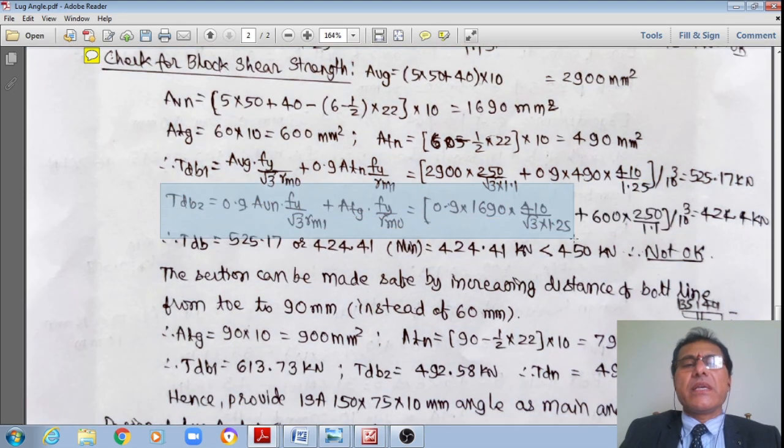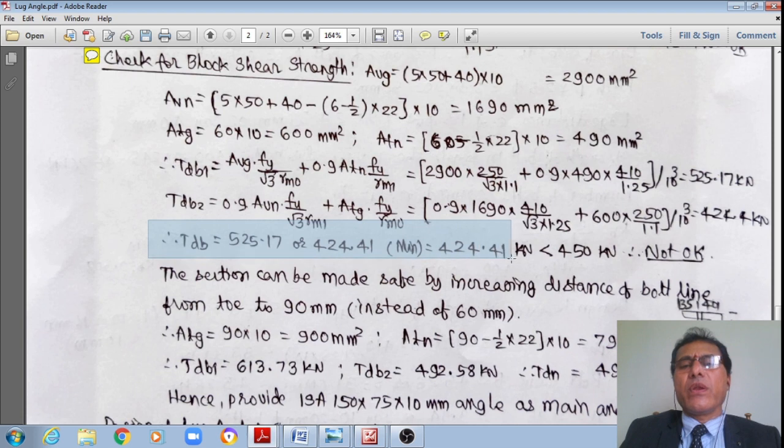formula, as 0.9 AVN 1960 multiplied by 410 divided by root 3 times 1.25 plus ATG 600 multiplied by 250 divided by 1.1, that whole divided by 10 to the power 3. It works out 424 kilonewton only, right? Therefore the block shear strength is the least of these two, 525.17 or 424.41 kilonewton. Therefore the minimum is 424.41.